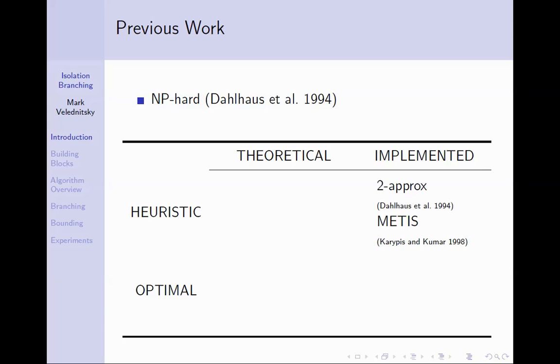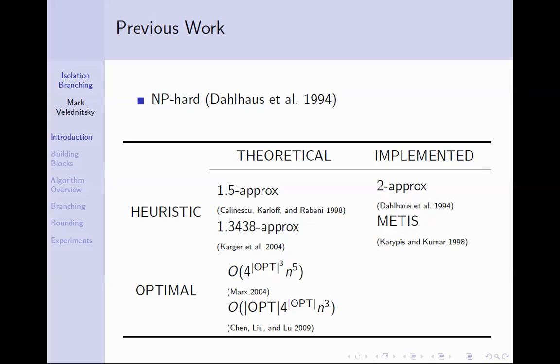been implemented. So the 2 approximation, which appeared in the same paper as the one which showed the problem was NP-hard, is easy to implement. Since then, there have been improved approximation factors, but they have not been implemented in practice. Finally, there are theoretical results which show that the problem is fixed parameter tractable with respect to the size of the optimal solution, meaning that if the optimal solution is fixed, then the problem is polynomial, but it's not polynomial in general. These algorithms are quite complex and have not been implemented in practice.